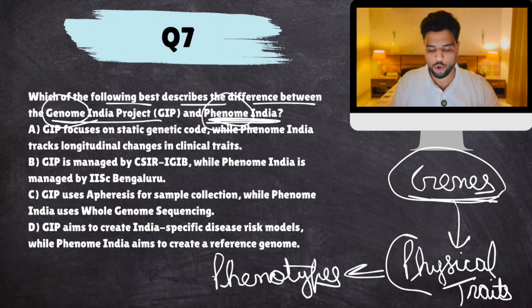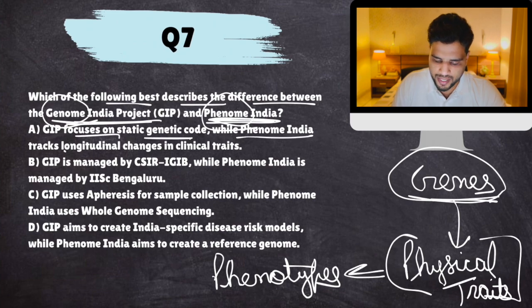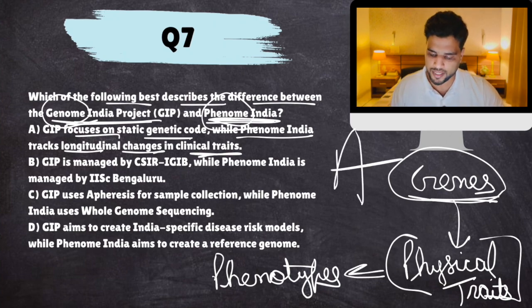Now, Genome India project would sequence your genes. Phenome India would sequence the physical traits related to that. So, GIP focuses on static genetic code while Phenome India tracks longitudinal changes in clinical or physiological traits, physical traits. So, the answer is A. Okay. Next.